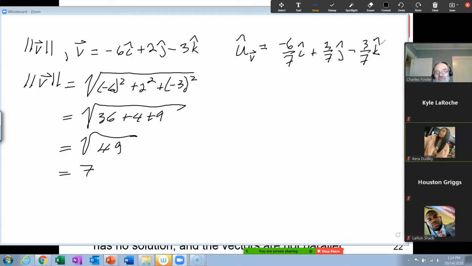Now, how do I check and make sure that is indeed a unit vector? I take the square root of the sum of the squares of those components. So minus 6/7 squared would be 36/49 plus 4/49, that's 40/49 plus 9/49 is 49/49, which is 1. So sure enough, that should be true. And let's see what they got. Negative 6/7 i plus 2/7 j minus 3/7 k. Good for them. I'm proud of them.